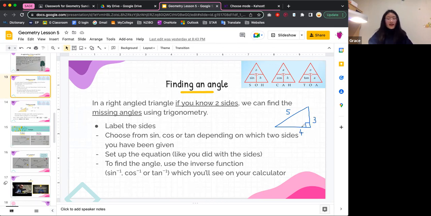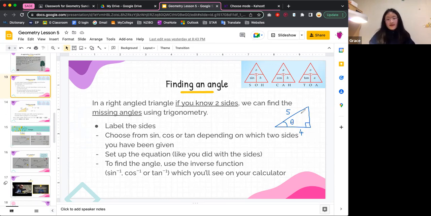Sorry, I'll just say this is 4 and this is 5. So we know these two sides, and we might want to find, let's say, this angle. We'll call it theta.